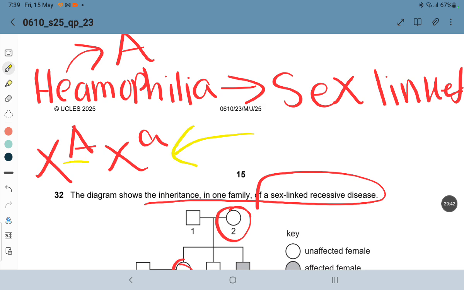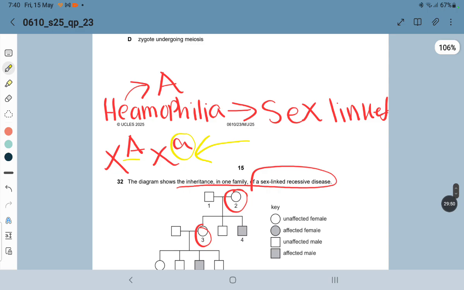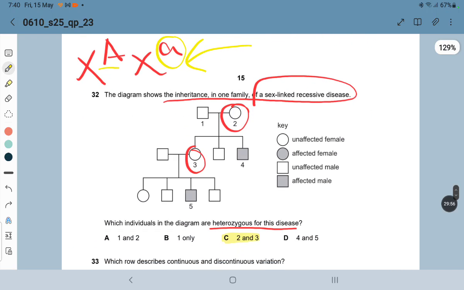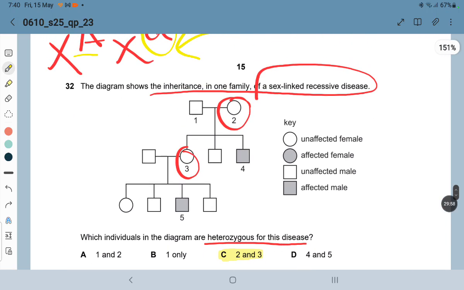You have XA, okay, she has one allele from the hemophilia, from the disease, but the other allele is the small a, meaning that it's a recessive allele, so she is not infected, she is only a carrier. So now she is married to what? To an uninfected male, and it produces an affected male.